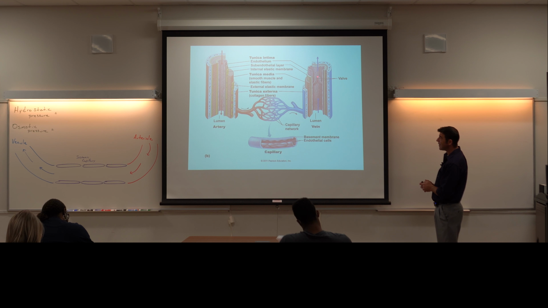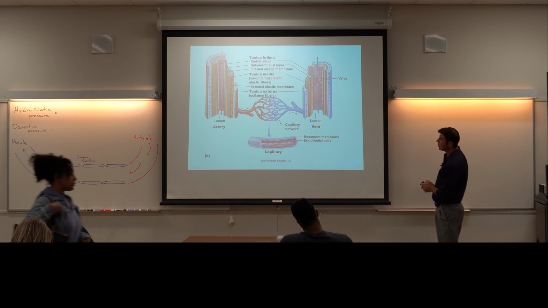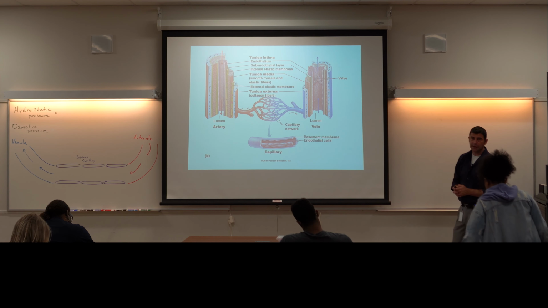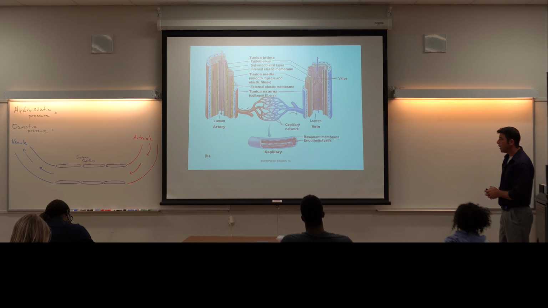Another difference is there are valves in the veins that prevent backflow, and we don't really see that on the artery side. Another difference was the thickest layer in the arteries was the tunica media. The thickest layer in the veins was the tunica externa. So we're just recapping artery and vein things that we mentioned last time.